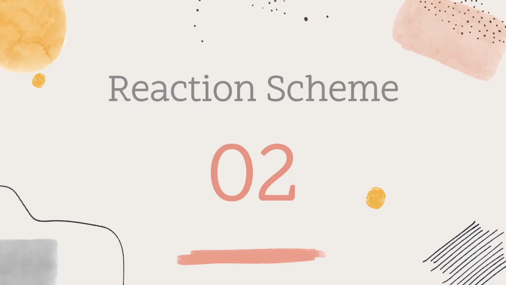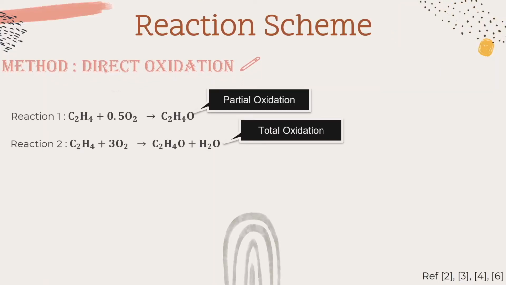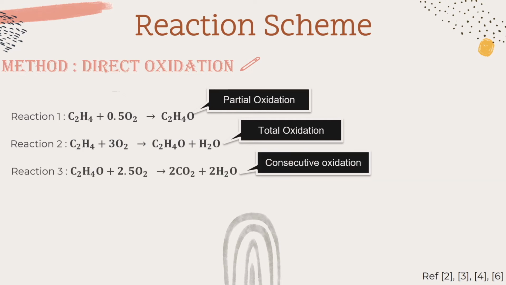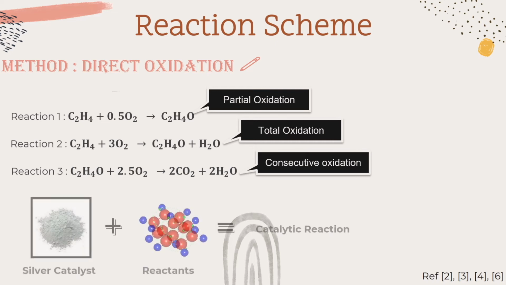Reaction scheme. The method used is direct oxidation and has three reactions that can take place. The first and second reactions are favorable as they produce the product needed, being ethylene oxide, but the third reaction consumes ethylene oxide to produce waste carbon dioxide and water.